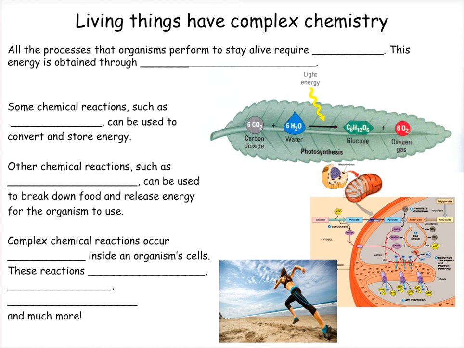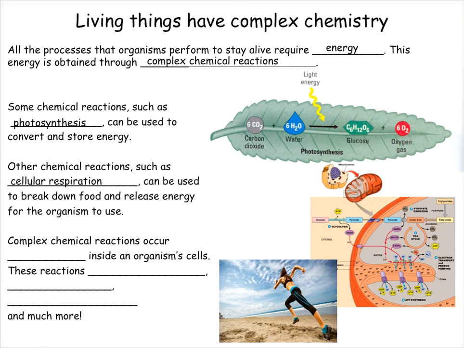The sixth characteristic of living things is that they have complex chemistry. This is because all processes that organisms perform to stay alive require energy, and energy is obtained through complex chemical reactions. You may have learned previously about how plants use the complex chemical reaction called photosynthesis to convert or store energy. Or perhaps you have learned about another complex chemical reaction called cellular respiration, which is used to break down food and release energy.